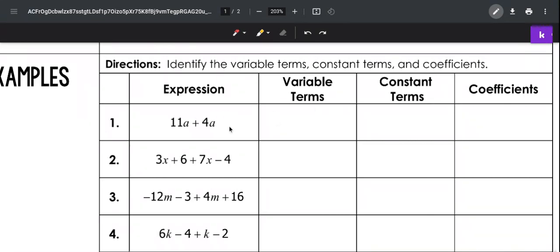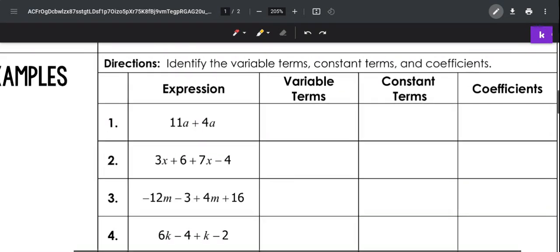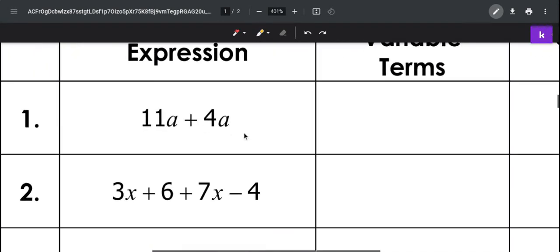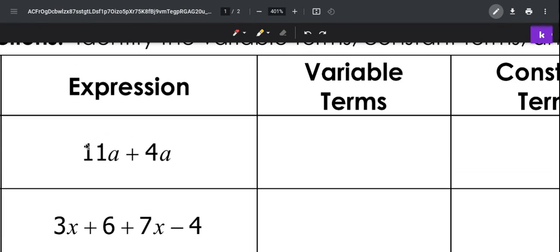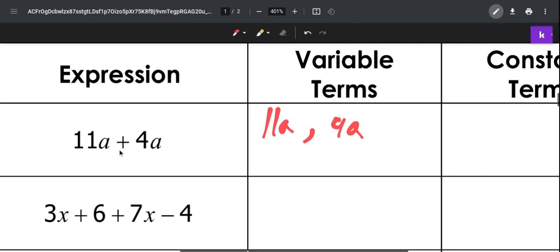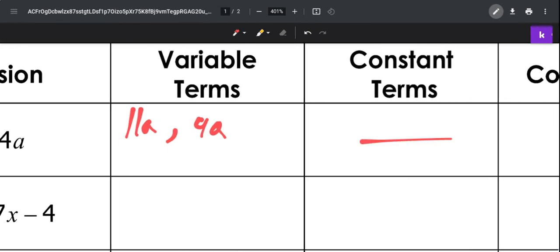So the variable terms are the terms with the variable and the coefficient. For 11a plus 4a, the variable would be a. The coefficients of that variable are 11 and 4. So 11a stays together, so does 4a. That variable term is that entire thing. Now, for the constant term, there are none. You don't see anything here without an a. So just put a line through that.